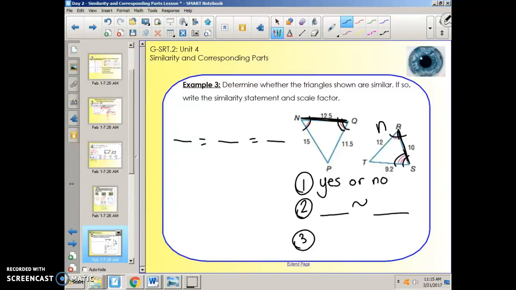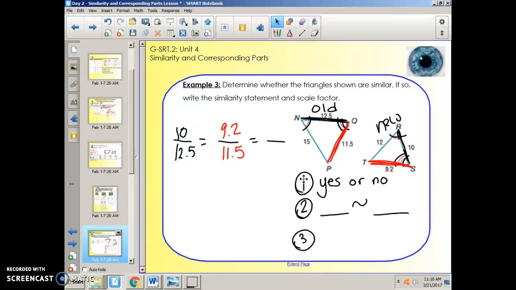We're going to call this one new, this one old. So we're going to put 10 over 12.5. Hopefully you guys can figure out what the rest of them are. But I will also fill them in. We've got double arch and nothing. Double arch and nothing. So that's 9.2 to 11.5. And then we have those ones. So 12, 15. So cross multiplying, really not a good option for this one because there's too many sides.